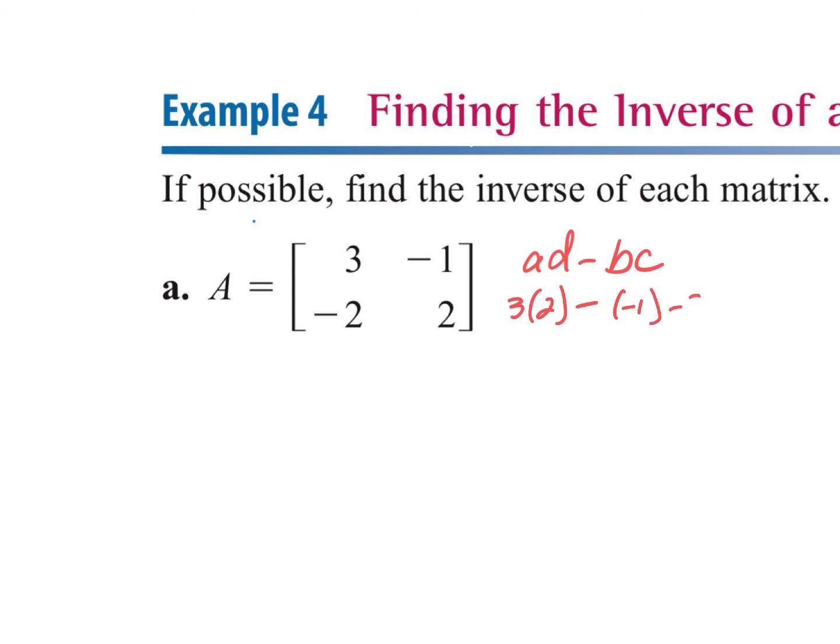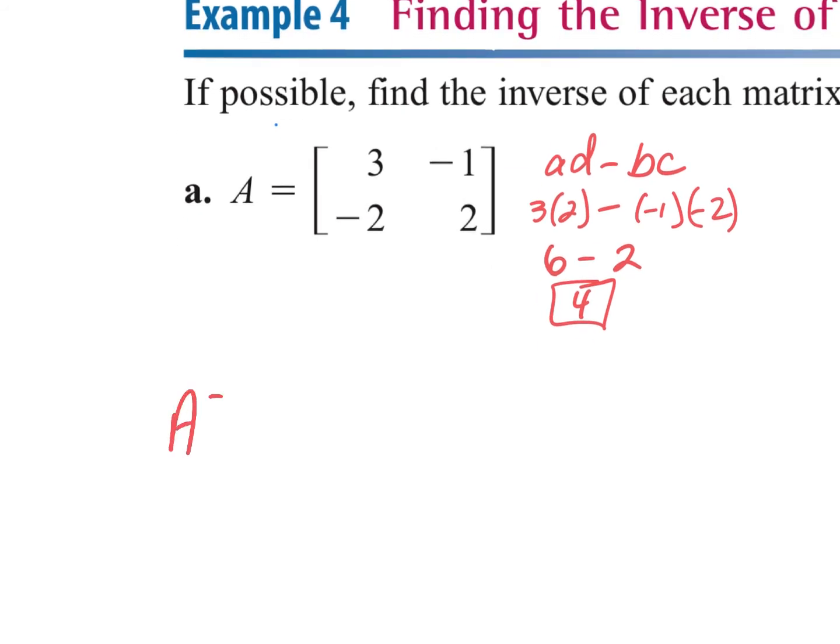Negative 1 times negative 2. Good. So 3 times 2 is 6, minus negative 1 times negative 2, which is positive 2. So my value here is what? 4. So I'm going to get my inverse formula set up. I have 1 over what? 4. And now I have to get the inside of my matrix for my formula set up.